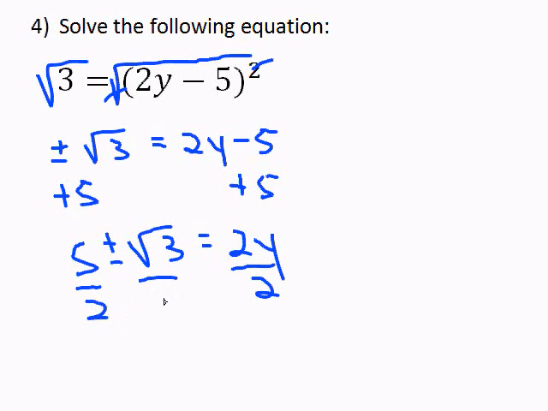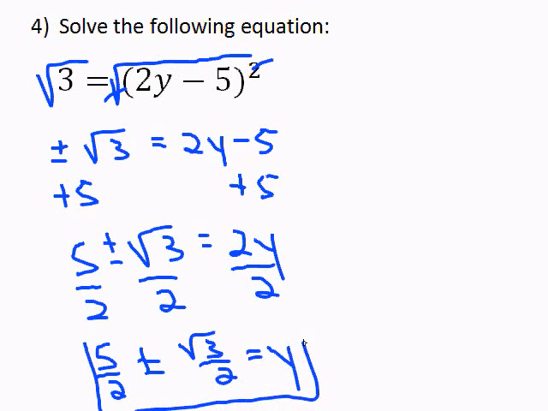So we divide the 5 by 2 and the square root of 3 by 2, giving us our final answer, 5/2 plus or minus the square root of 3 over 2. It's a really ugly answer, but that is the solution. Now if you had a calculator, you could type that out in your calculator and you would get a couple of different decimals for your final solution. But for the purposes of this class, this will be a perfectly acceptable final answer.